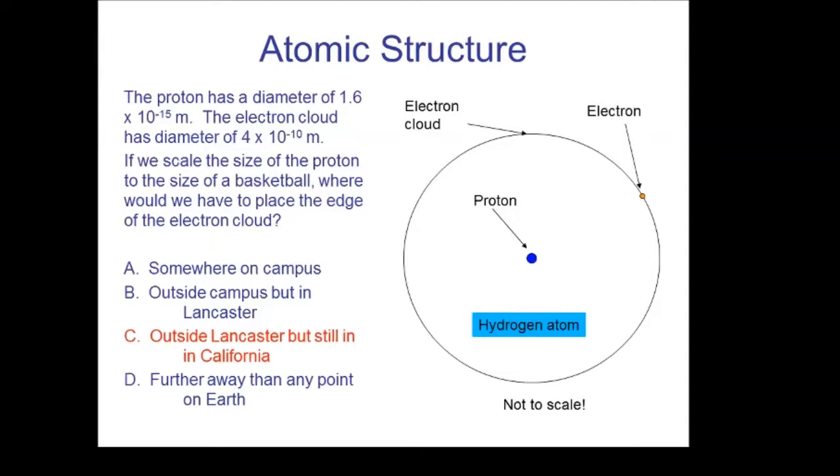Okay, so why? Well, if you look at these two numbers, the size of a proton is 10 to the minus 15, and the size of the electron cloud is 10 to the minus 10. There's 5 orders of magnitude difference between the two numbers. That's a factor of 100,000. So the electron cloud is approximately 100,000 times larger than the proton. So the proton's a basketball, which would be about a foot across. The electron cloud would be about 100,000 feet away.